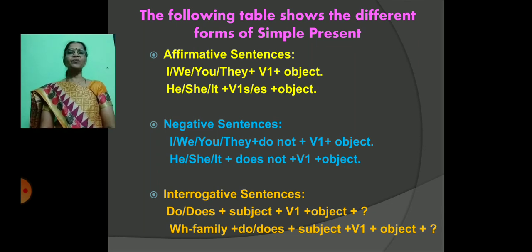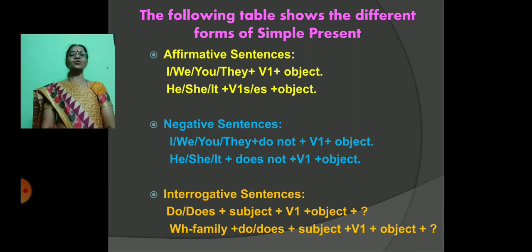So for negative, you have got I, we, you, they plus do not plus V1 plus object. And for third person singular, he, she, it plus does not plus V1 plus object. I do not write a letter. She does not write a letter. So that's how you're going to make use of it in negative form.